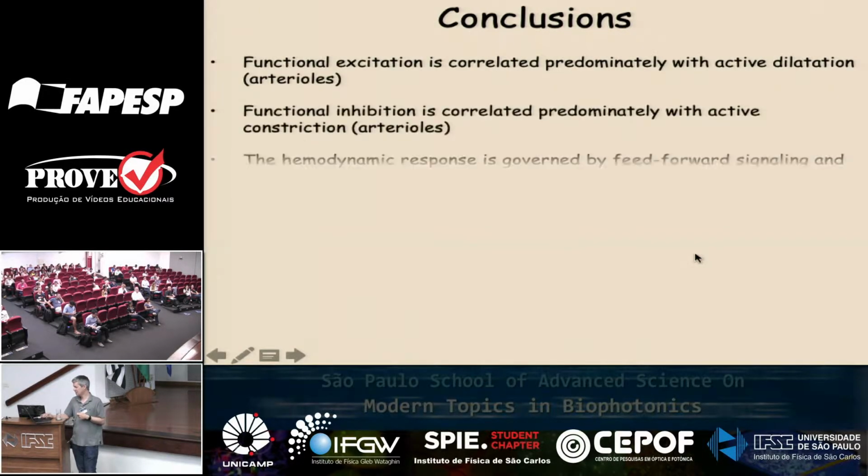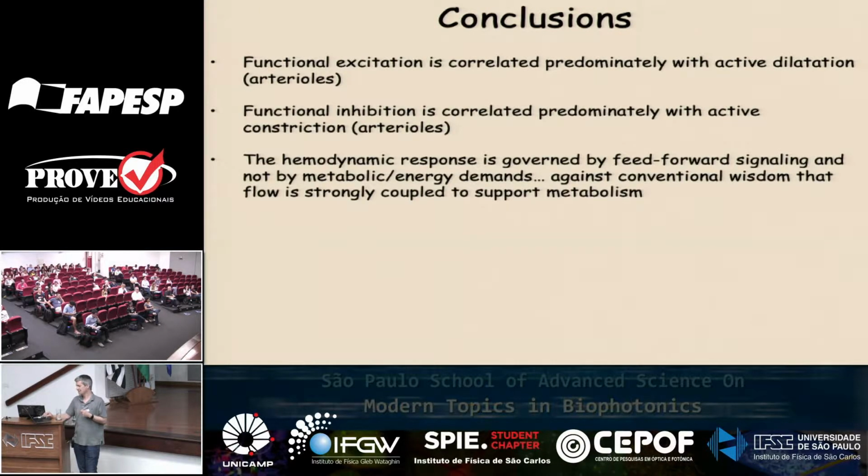Right? So basically the conclusions are that functional activation is predominantly related with active dilation of the arterioles, but there's also inhibitory signals that are driving a vasoconstrictive response. This actually allowed us to create an experiment where we were able to decouple the blood flow response and the neural response and get the system to reveal that it's really a feed-forward mechanism.